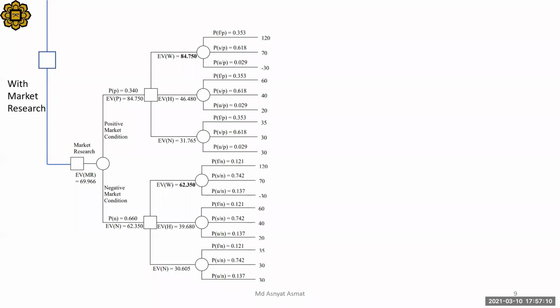If we want to calculate EVPI, we have to multiply the probability with the highest amount for each column, right? Yes. The highest times the probability from the first column, plus the highest on the second column, plus the highest on the third column. There are 3 columns.